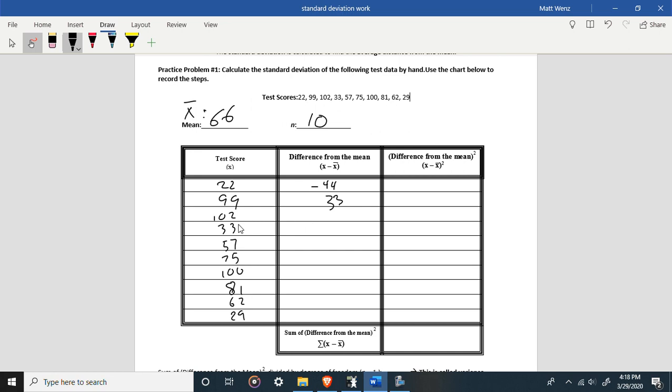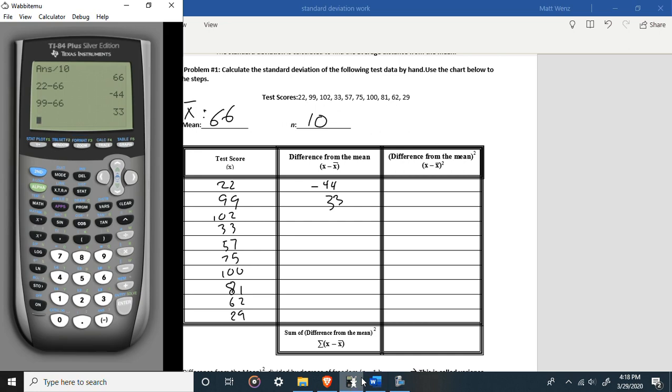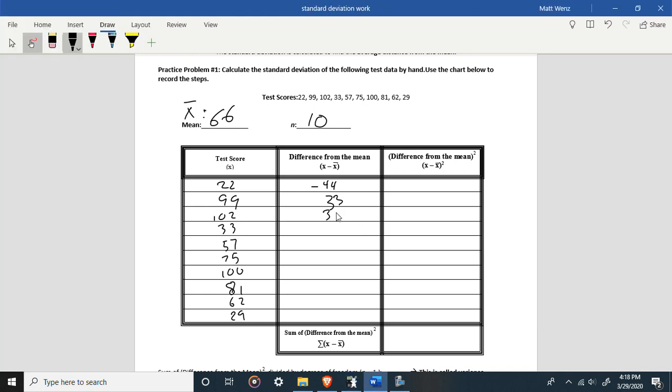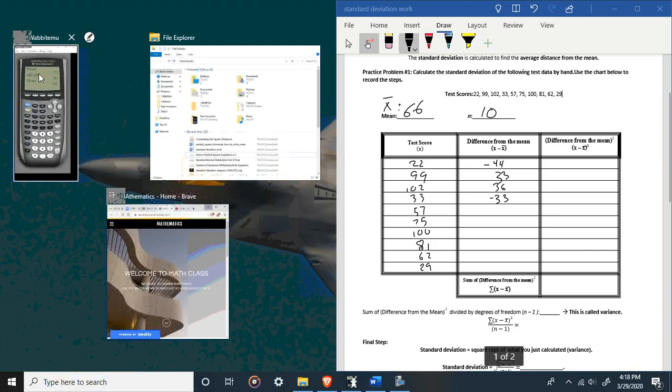So this will be a positive number. 102 minus 66. Okay, 36. 33 minus 66, negative 33. Okay, so I'm going to kind of do the next few all together, and we will take it from there.